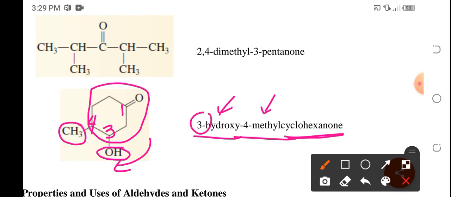The 3 represents to where the hydroxy has been attached. Dyan sa naka-attach. The 4 represents ganun din kung pang-ilang carbon atom siya naka-attach. And the cyclohexanone is the parent chain. Note, we don't have any number for the carbonyl because it is assumed, as a rule, to be at carbon number 1. So no need for the number for the cyclic ketone.